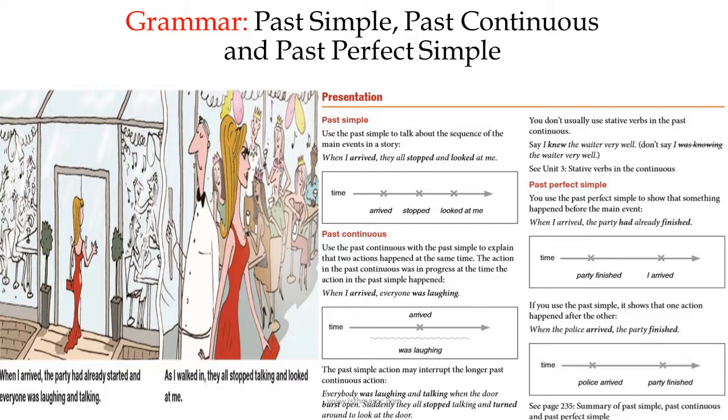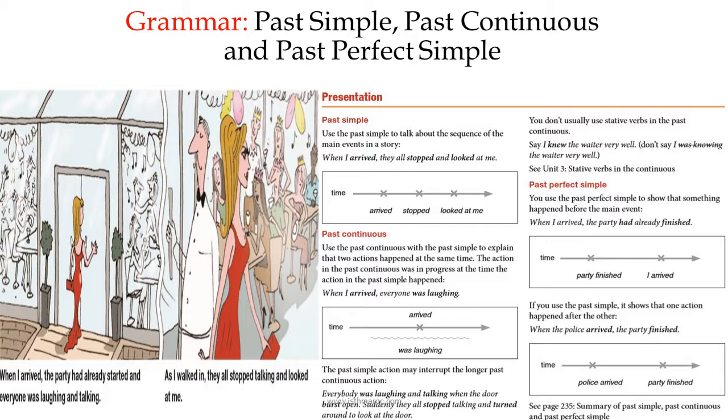Suddenly, they all stopped talking and turned around to look at the door. You don't usually use stative verbs in the past continuous. Say "I knew the waiter very well." Don't say "I was knowing the waiter very well." So, okay, stative verbs, we don't use them with past continuous.